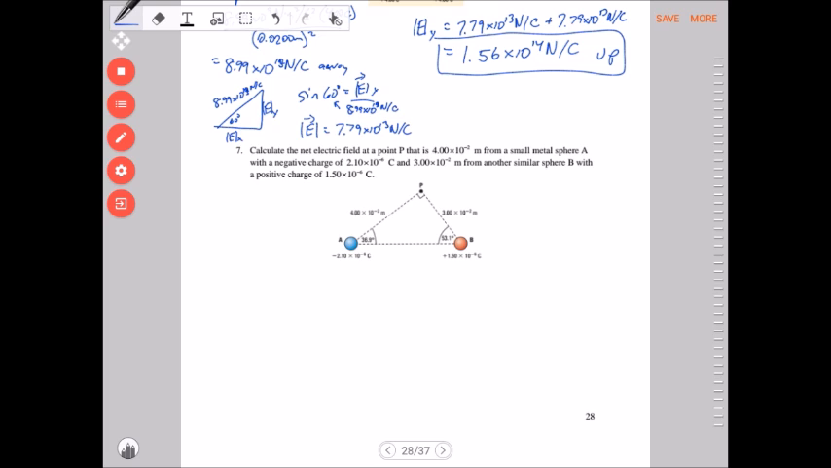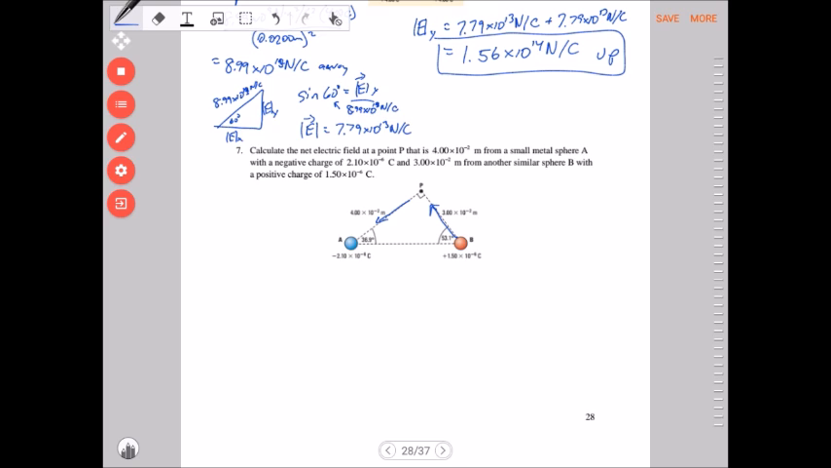Okay, so let's look at the fields first. This field A is a negative 2.10, so the electric field is going to be coming in at this point. For the B charge, that's a positive charge, so the electric field is going to be coming out, going in this direction. Our electric fields are going to be kind of all over the place. That's okay. We're going to split them up into x and y directions, and we'll see how it goes.